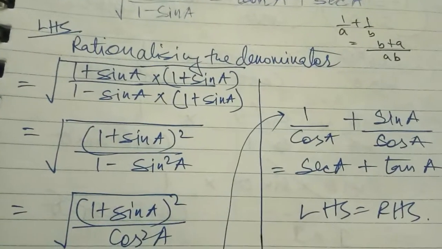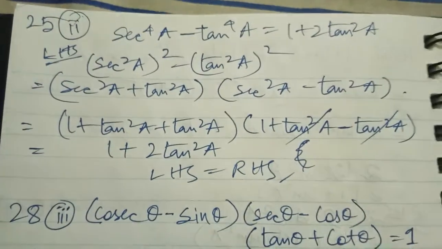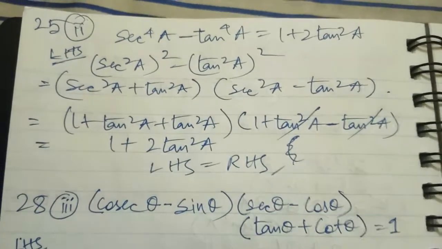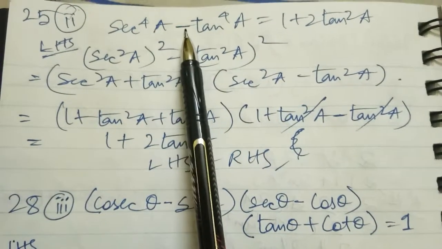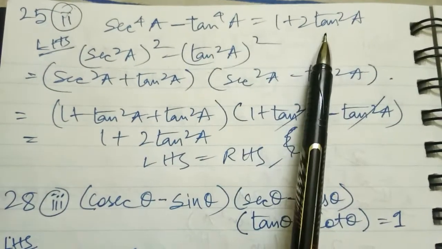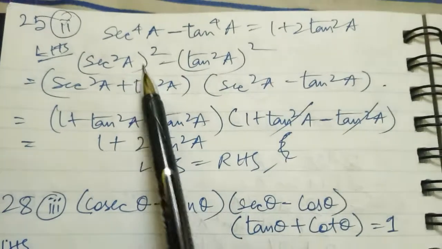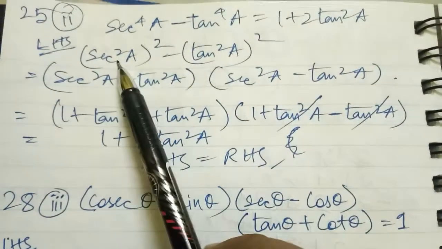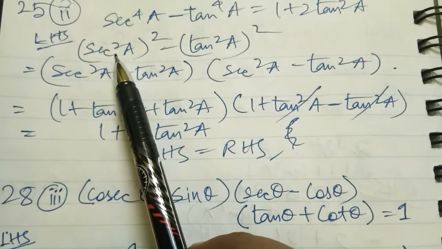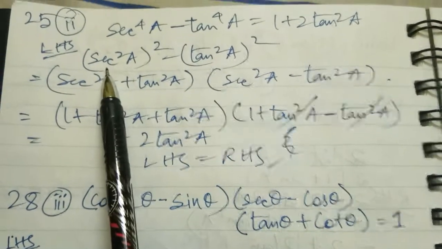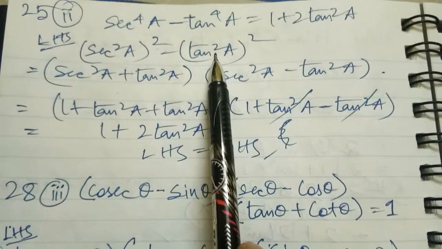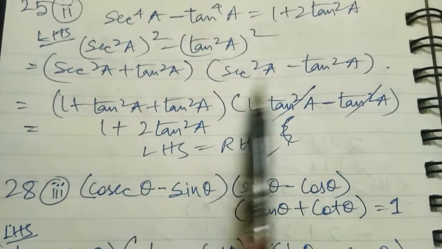Okay. Next we'll do one more sum. Next is question number 25, part 2. What is given? Sec to the power 4a minus tan to the power 4a equals 1 plus 2 tan square a. What does it mean? See, I can easily break this down as sec square a whole square minus tan square a whole square. From here I have written a square minus b square, which is a formula: a plus b, a minus b.